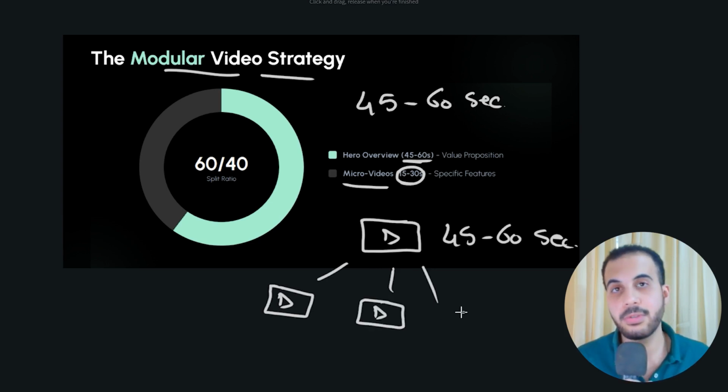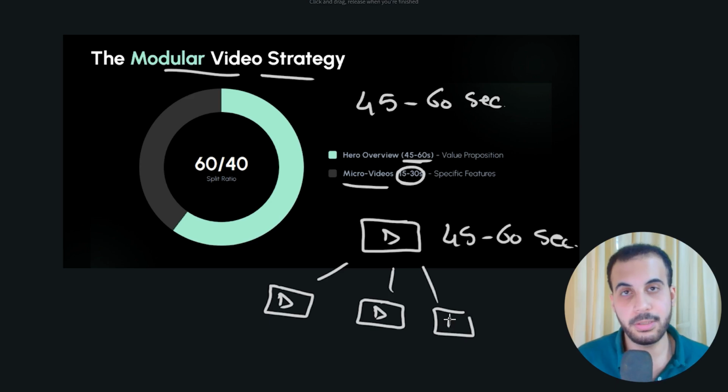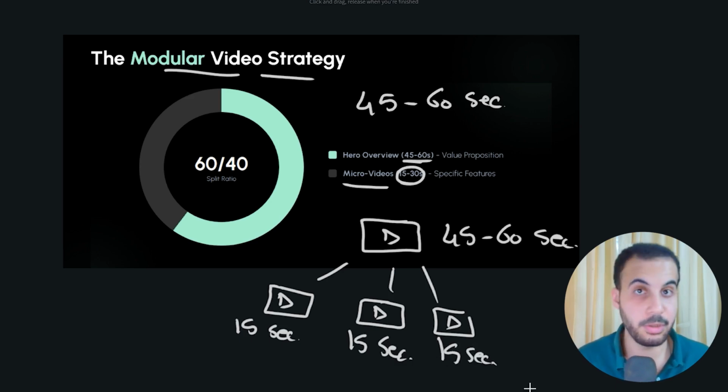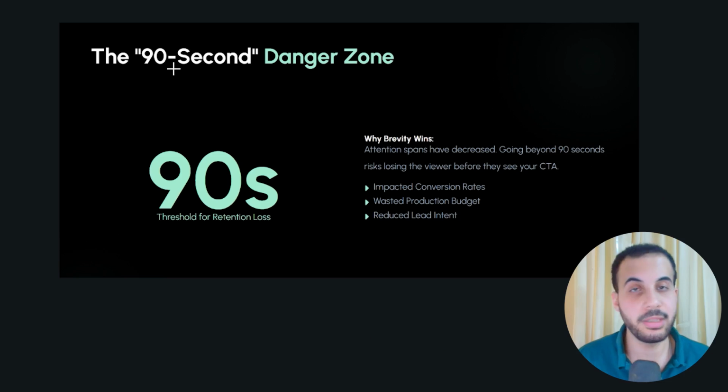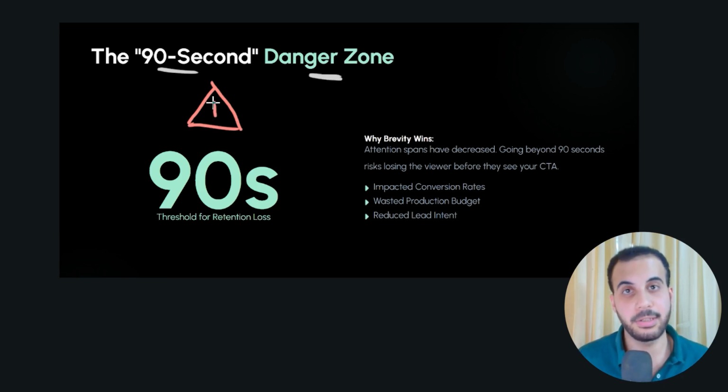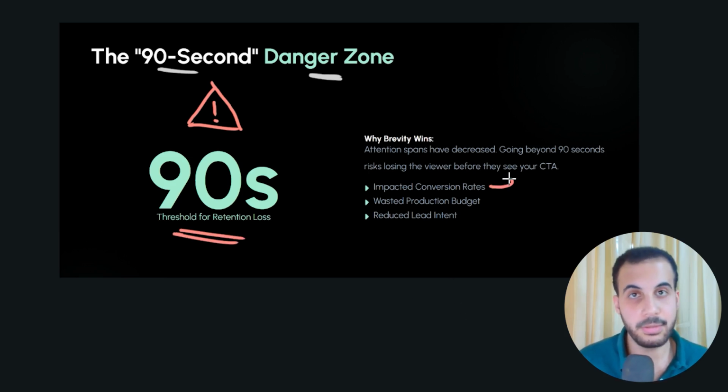And you can also use these mini clips to increase your organic reach on social media, because platforms nowadays reward consistent posting, especially videos. If you decide to go to 90 seconds, you should find a really good and strong reason to do that, because attention span has decreased so much. You may lose the viewer before he gets to the end of the video, and accordingly he will not see your call to action, and this will impact your conversion rate drastically.